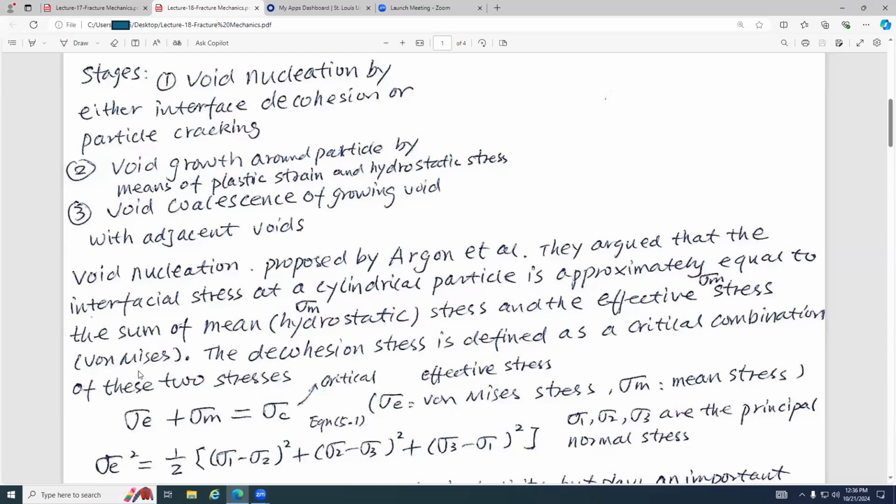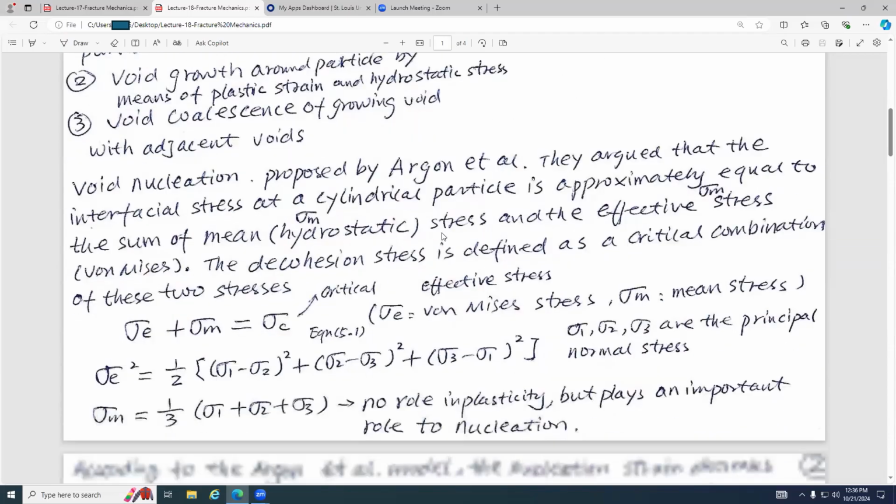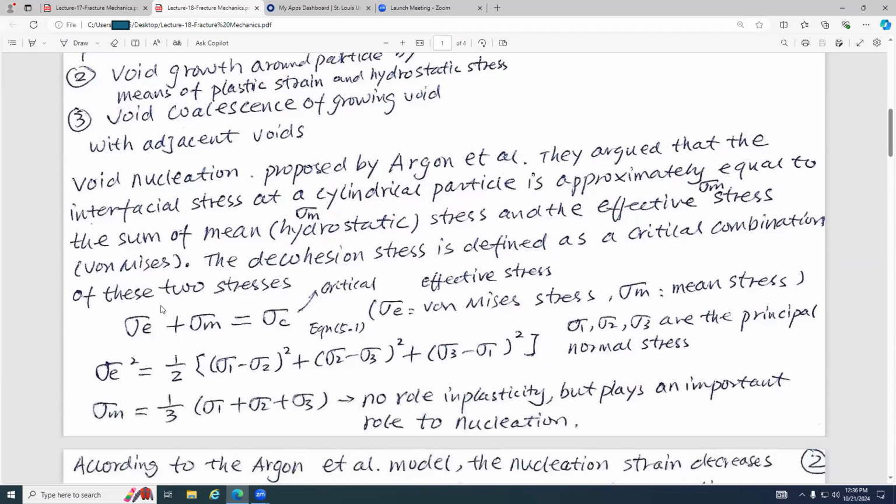Who has learned the von Mises stress? Please raise your hand, please. Carlos, have you learned the von Mises stress? No? Okay. Von Mises stress is a combination of all these stress components. Right? So, and here is the von Mises stress.